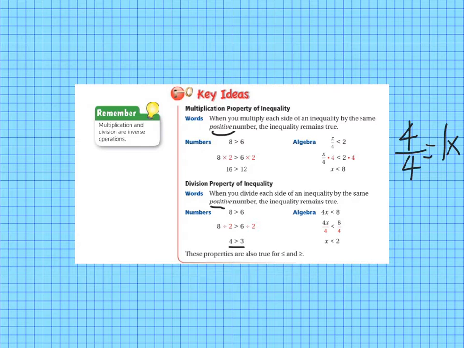And in algebra, if we have 4x is less than 8, then we would want to divide both sides by 4, and that again gives us the 4 over 4, and so that leaves us with 1x on the left is less than 8 over 4, which is 2. These properties are also true for less than or equal to and greater than or equal to. And remember that multiplication and division are inverse operations.